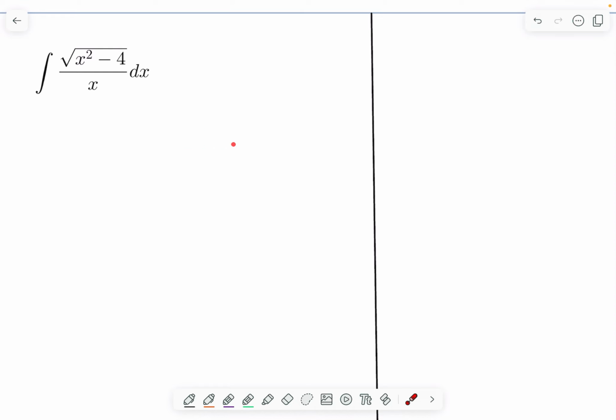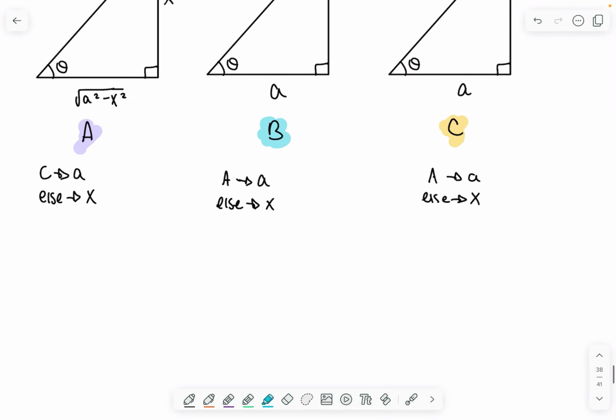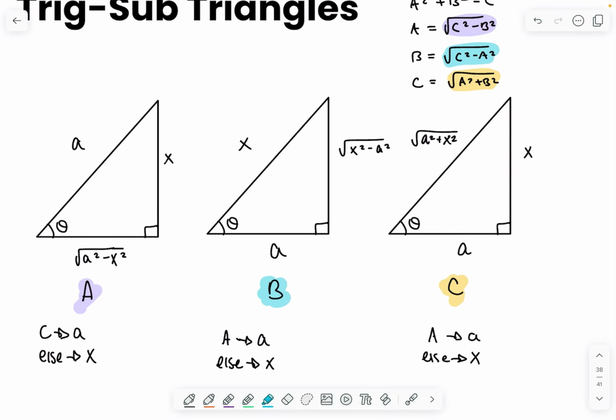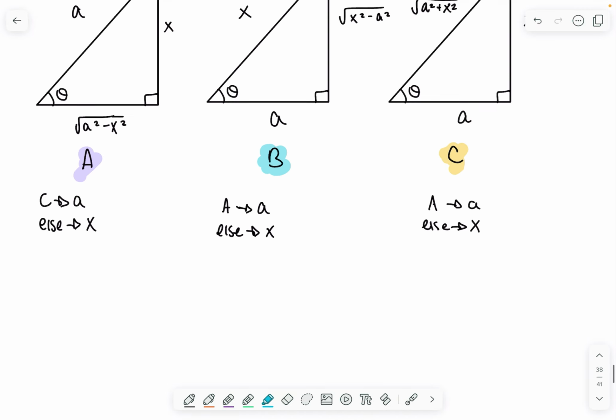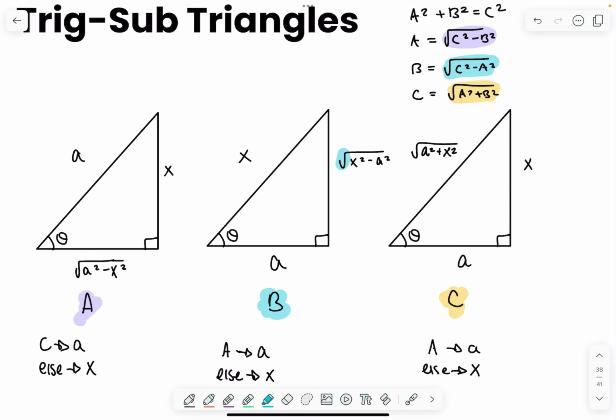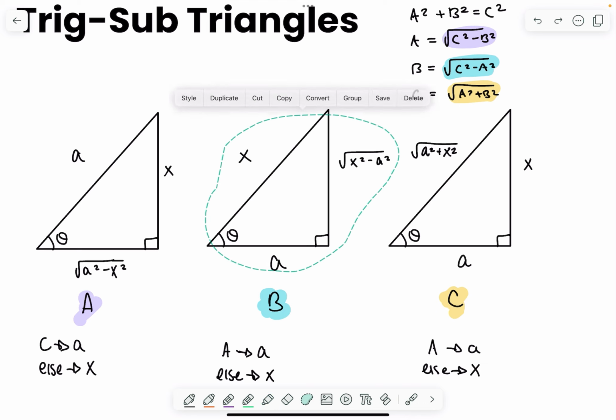And in this case, our 4 can be rewritten as 2 squared, so a squared. So this looks to me that we're dealing with an x squared minus a squared type of triangle. So I go to my triangles and I find out which triangle gives me my x squared minus a squared. That's going to be triangle B. So I'm going to go ahead and take this triangle.